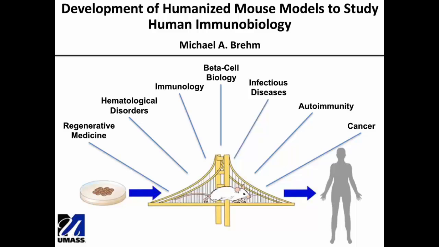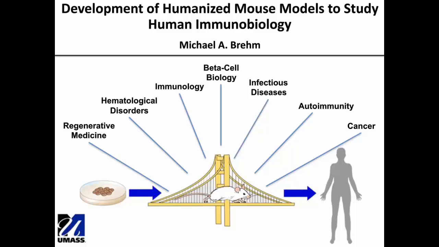For example, these animals are being used in regenerative medicine, where they can be used to test cell populations derived from induced pluripotent stem cells or embryonic stem cells for safety and efficacy for function in the mouse models. They can also be used to study hematological disorders in order to understand some of the basic components that are necessary for the development of immune cell populations, and also to examine the roles of specific genes and how they function in those immune cell populations. They can be used to study basic questions of human immunology, including transplant rejection and vaccine development. They're also being used to study beta cell, or insulin-secreting beta cell, biology.